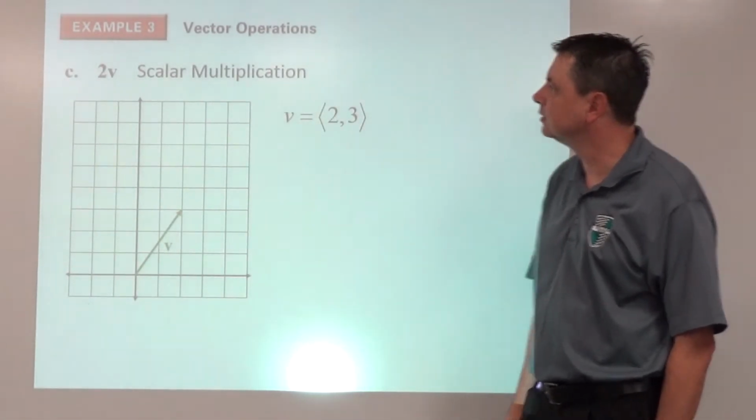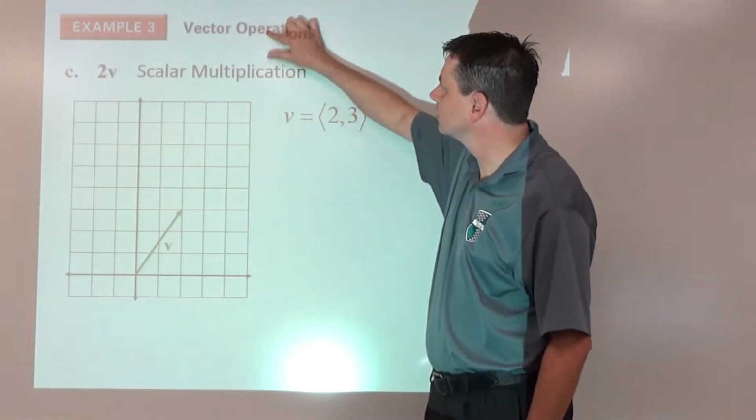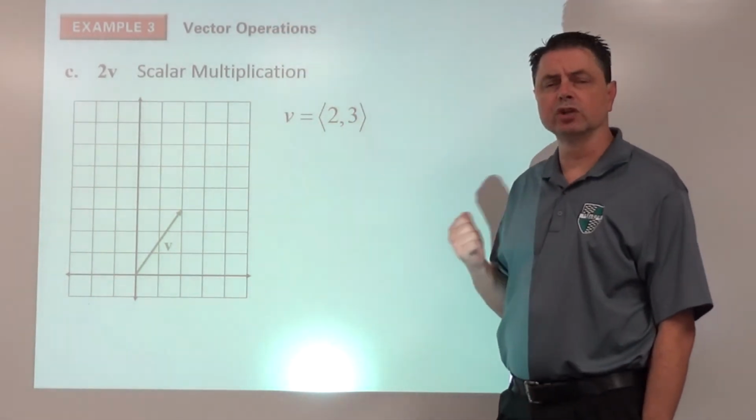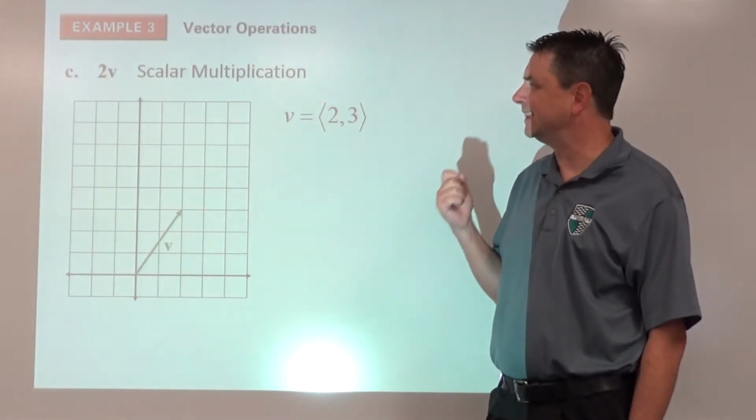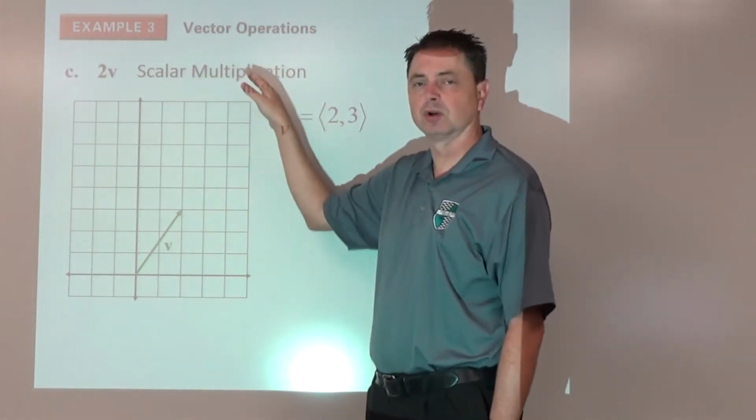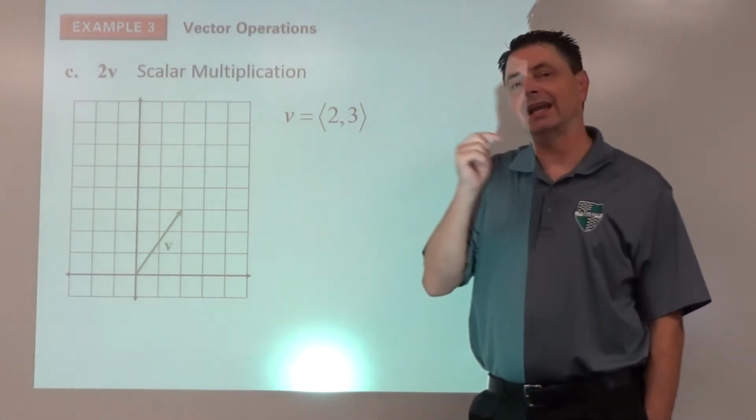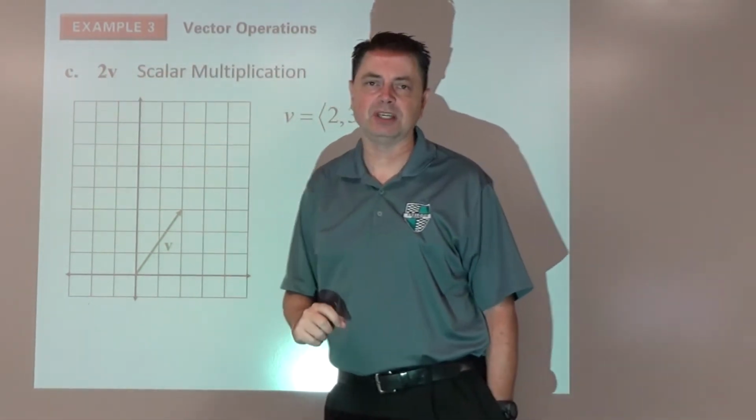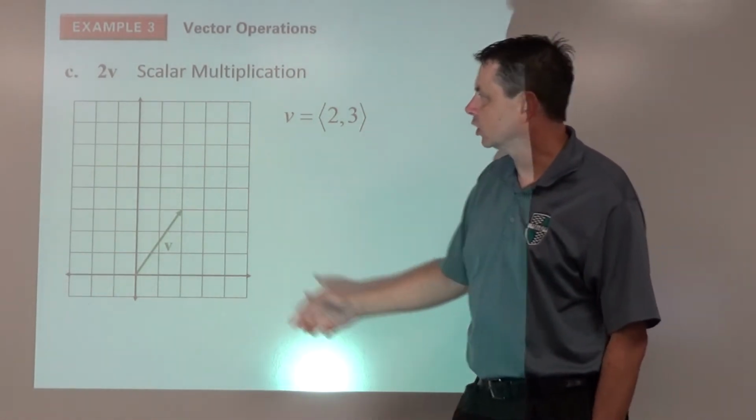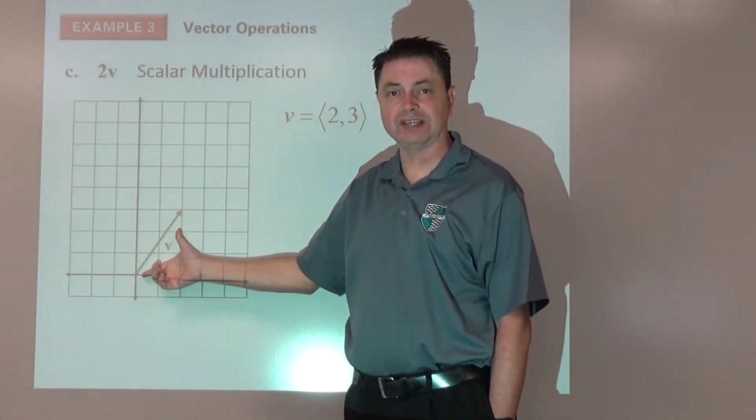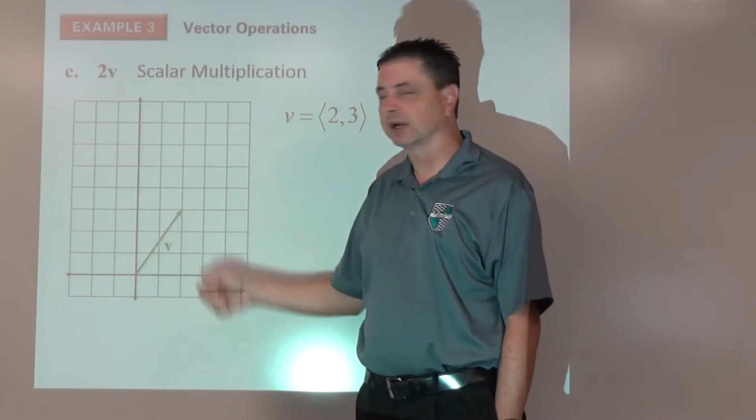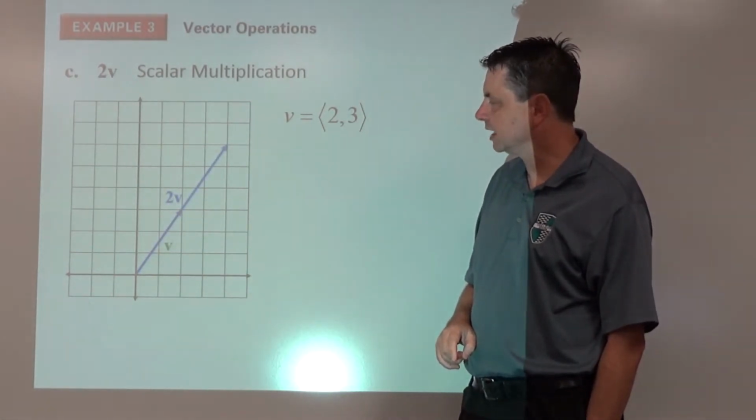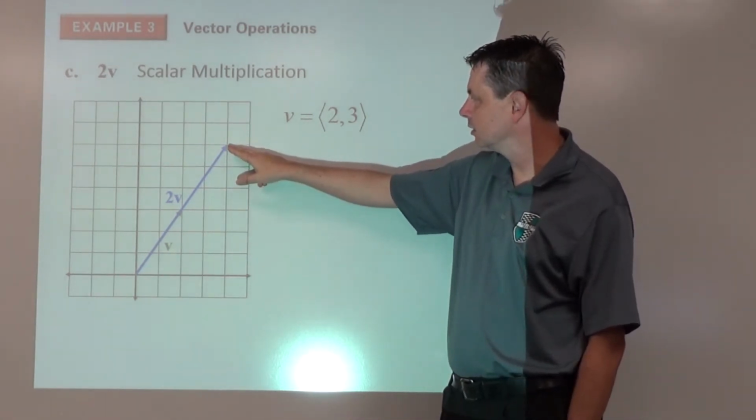Example 3, vector operations. So there's two different kinds of multiplication within vectors. This is one of them, and this is scalar multiplication, which means take a number, 2, that's our scalar, and multiply it by v, the vector. So in this case, we would just double v. So in that direction, just go twice as long. We double it, we're going to end up here.